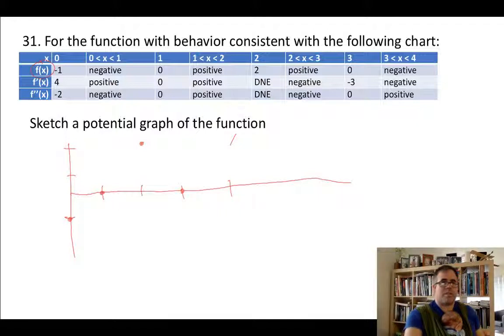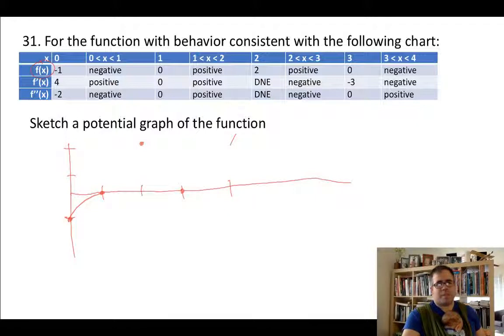So now, to decide how we connect these, we look at our derivatives and our second derivatives. So from here to here, the first derivative is positive, so it's increasing, but the curvature, f double prime, is negative. So we need to have increasing but negative curvature.